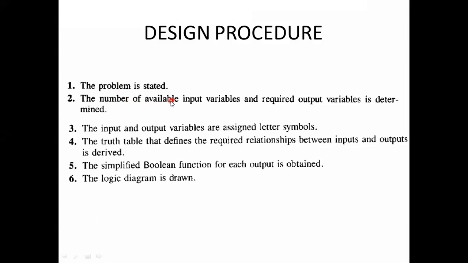Okay, next, after giving the symbols, we draw the truth table. Take the input variables and output variables. How to get the output? Based on the required relationships. That means that will be given in the problem. Okay, that will be given in the problem in the first step. Okay, then after drawing the truth table, we get the simplified Boolean function for the output. Okay na, so after getting the Boolean function, we draw the logic diagram by using the logic gates. Okay ma, so in this way we are designing one combinational circuit.